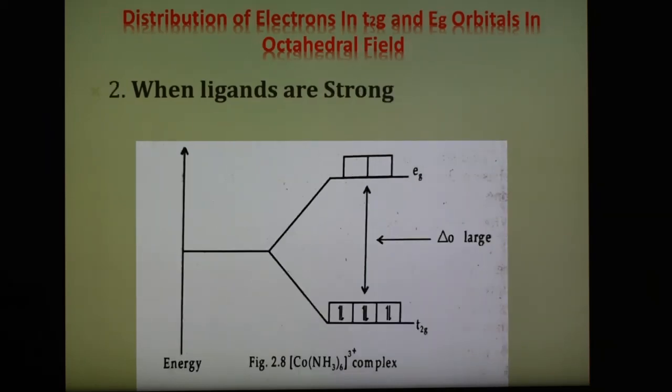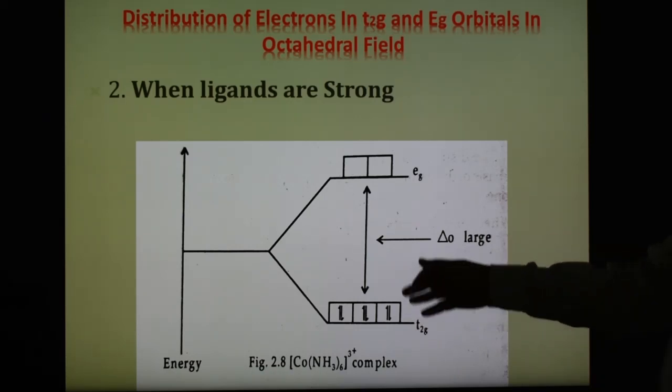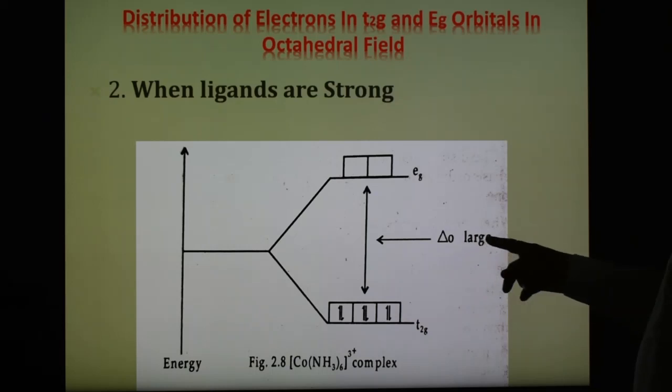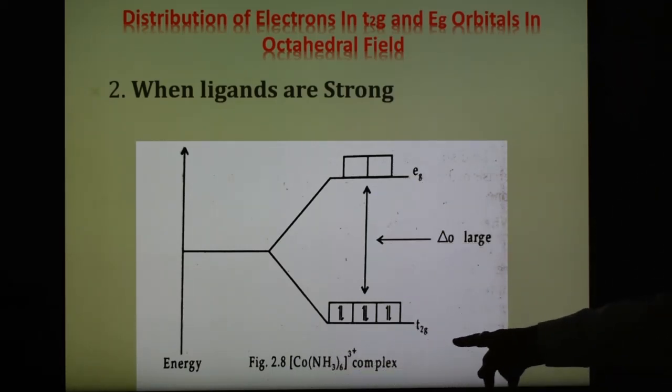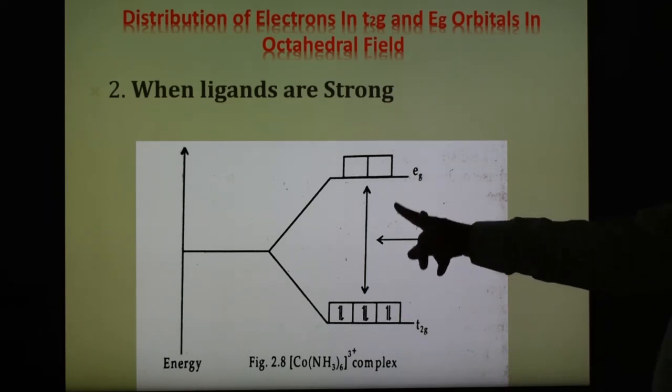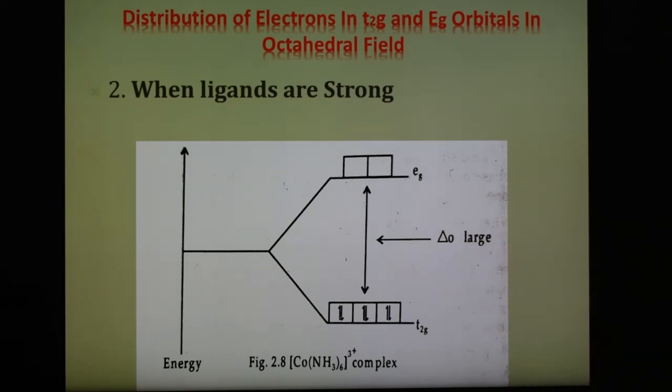The second case is when ligands are strong. T2G is here, EG is here. The only difference is that delta O is large. An example of this is the hexaamminecobalt(III) complex, in which delta O is large, and this is also known as a low spin complex. When ligands are strong, the splitting is more. Therefore, the EG orbitals have higher energy than the T2G orbitals. So in octahedral complexes containing strong ligand, the distribution of electrons does not obey Hund's rule.